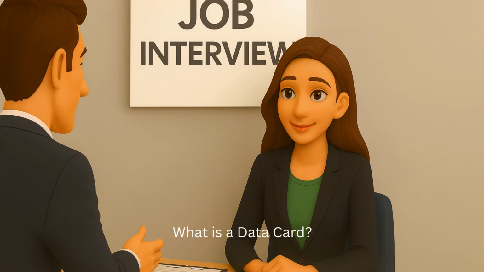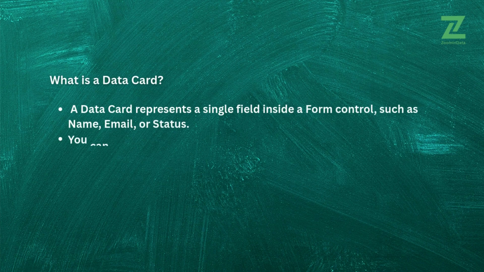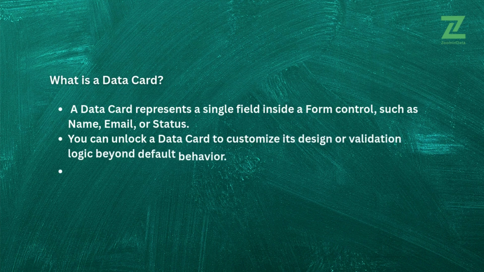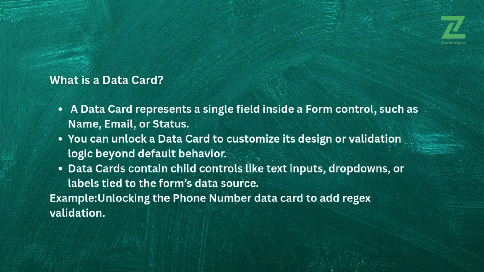What is a data card? A data card represents a single field inside a form control, such as name, email, or status. You can unlock a data card to customize its design or validation logic beyond default behavior. Data cards contain child controls like text inputs, drop-downs, or labels tied to the form's data source. Example: unlocking the phone number data card to add regex validation.